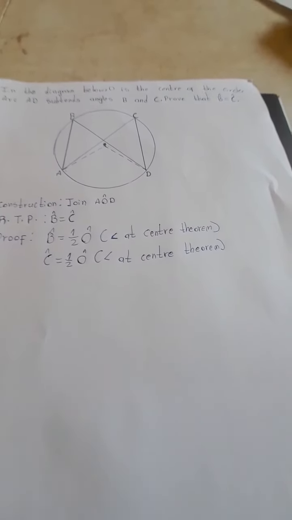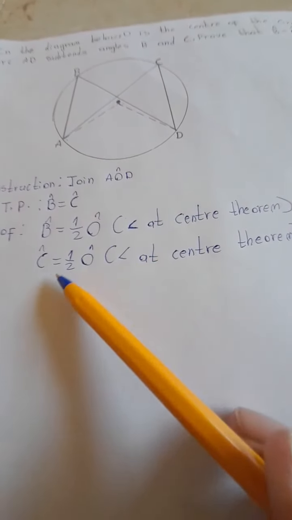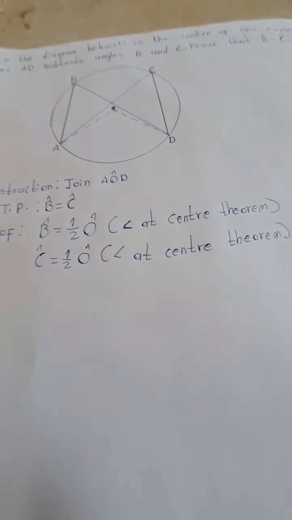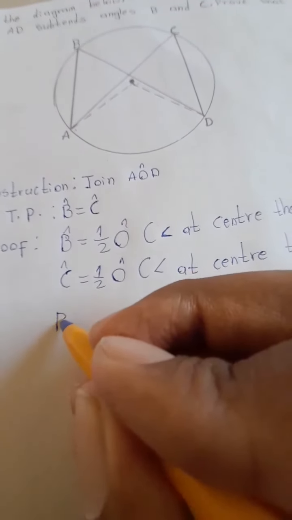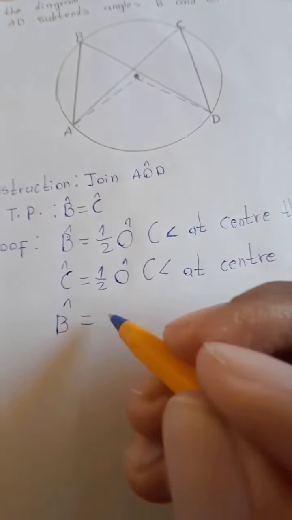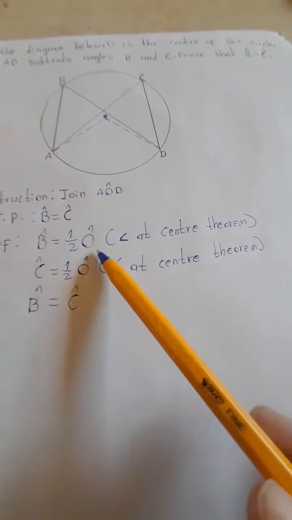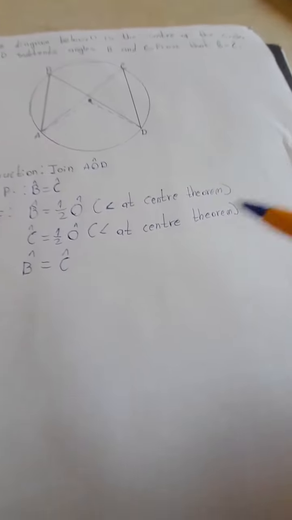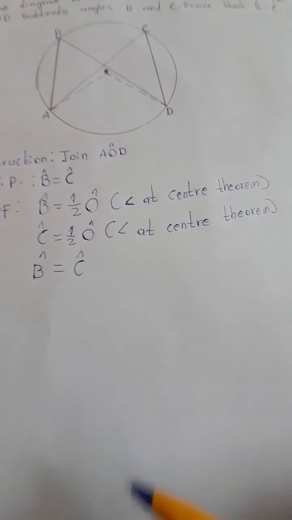Since B is equal to half angle O and C is also equal to half angle O, therefore we can say angle B is equal to angle C. If you don't understand why I said this is equal to half angle O, that means you haven't watched our previous video. You can watch it now to understand why we have arrived here.